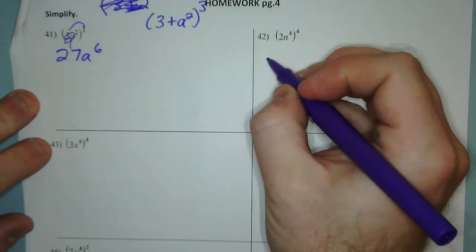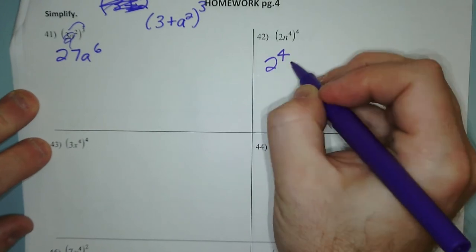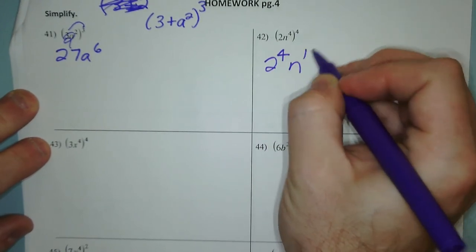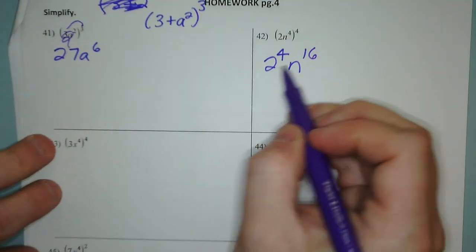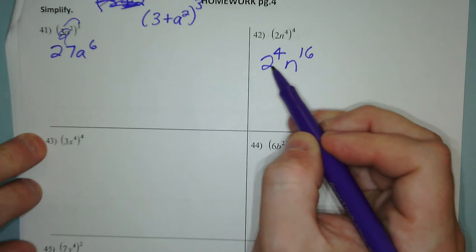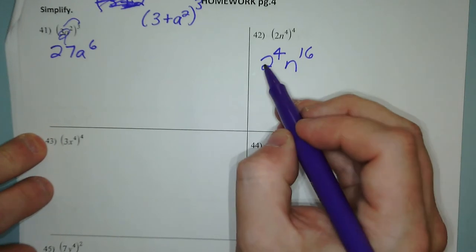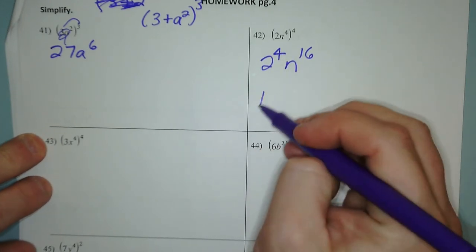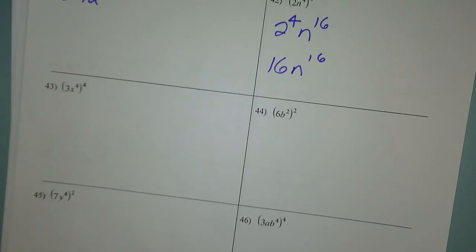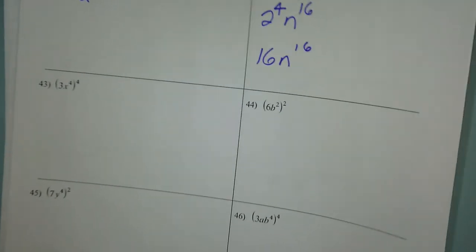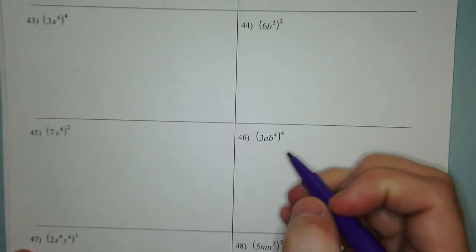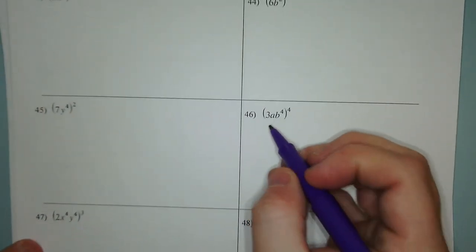Number 42, same thing. It'd be 2 to the 4th, and then n to the 4th to the 4th, which is 16. You can leave it like that, I don't really care, but technically 2 to the 4th is 16. They're all kind of like this. Let's do 46. Okay? So 46.